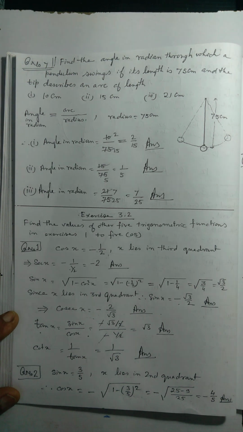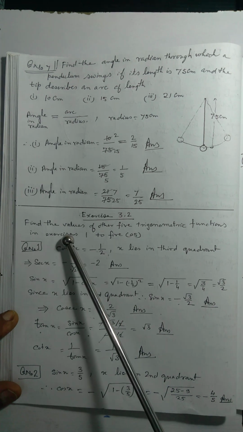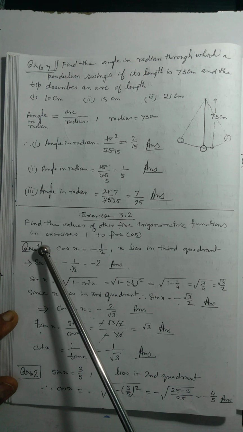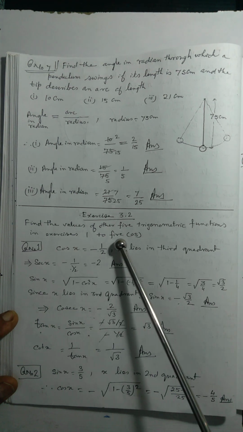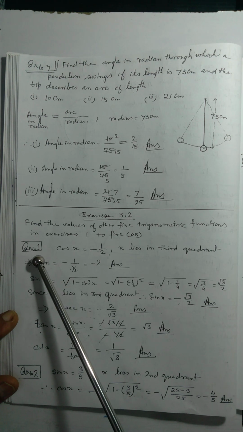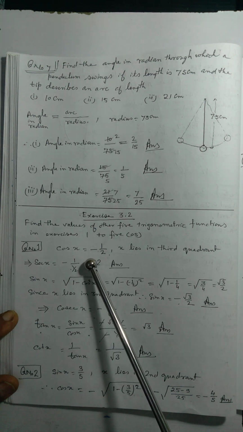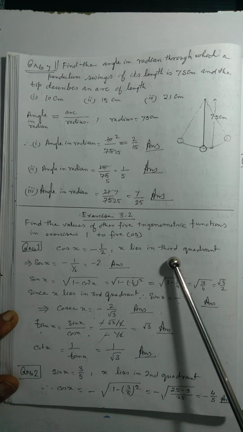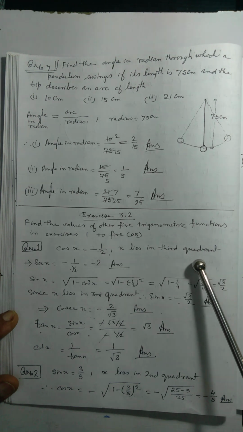CBSE Mathematics Class 11th Chapter 3 Exercise 3.2. Find the values of the other 5 trigonometric functions in exercises 1 to 5. Question number 1. Cos x is equal to minus 1 by 2. X lies in the third quadrant.